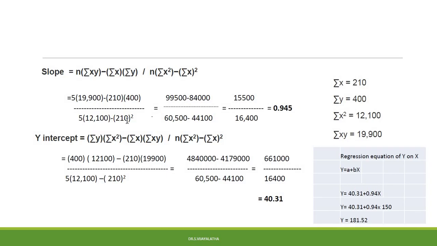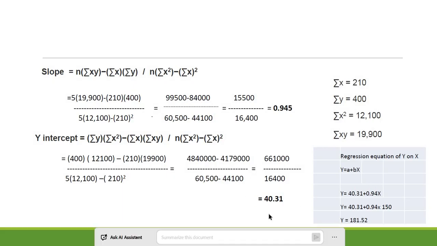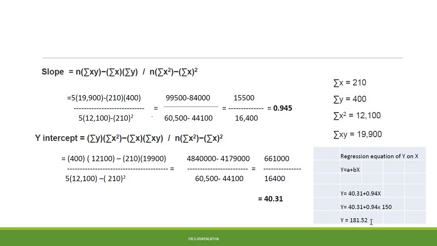In y-intercept, again if you see, the denominator remains the same, so the same substitution here. In the numerator it is sigma y 400, sigma x square 12,100, sigma x is 210 and sigma xy is 19,900, and we again get the y-intercept same as we got in the previous video, 40.31, and if we substitute it we get the value of y as 181.52. So this is another way to get the slope and y-intercept.